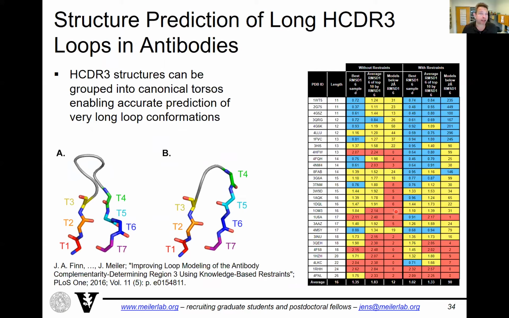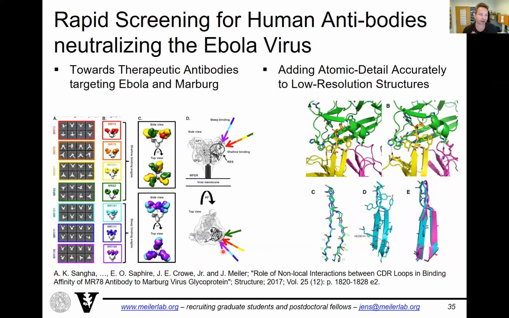You will hear about long loops when we talk about antibodies and vaccines. We just looked at one of those very long loops. Rosetta has a number of algorithms to predict the conformation of loops. It's one of the difficult things to do. Here's again a particular example for HCDR3 structure prediction that we published a few years back, an algorithm that's really optimized for that particular application. And then here's another example for these kind of antibodies.